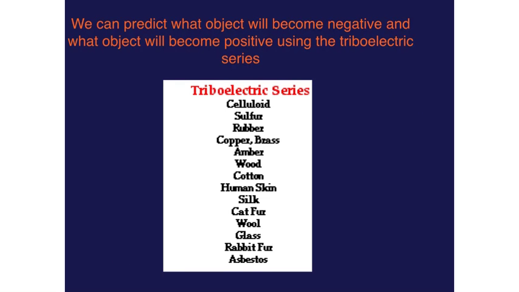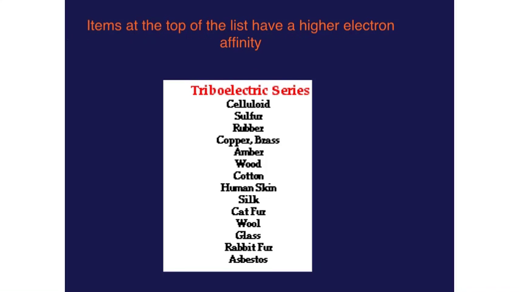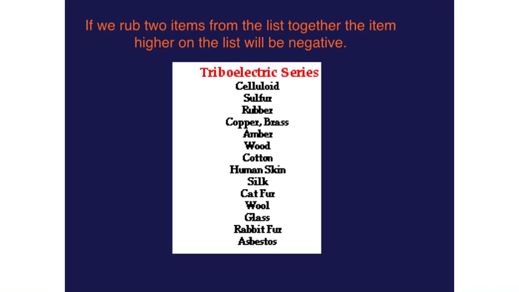We can predict what object will be negative and what object will be positive using this series called the triboelectric series. Items that are at the top of the list have a higher electron affinity. That means that they're going to be the ones that grab the electrons. So if we rub two items together from this list, the item that's higher on the list will be negative.